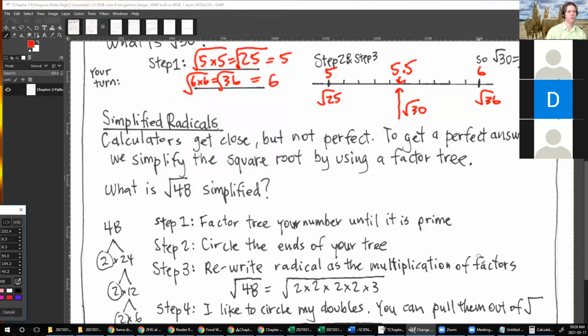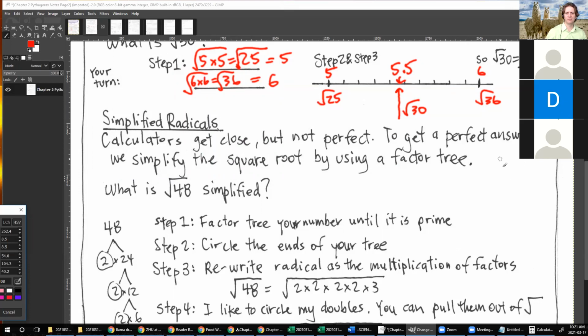Really essentially what we're wanting to do is to simplify. It means to make it easier, make it less cumbersome. So to get a perfect answer, we simplify the square root by using a factor tree. You guys remember what a factor tree is?